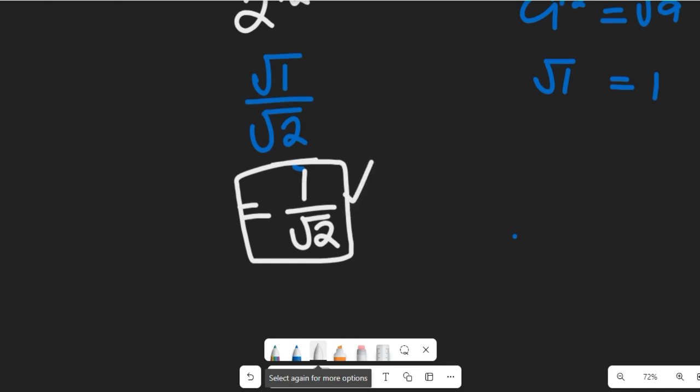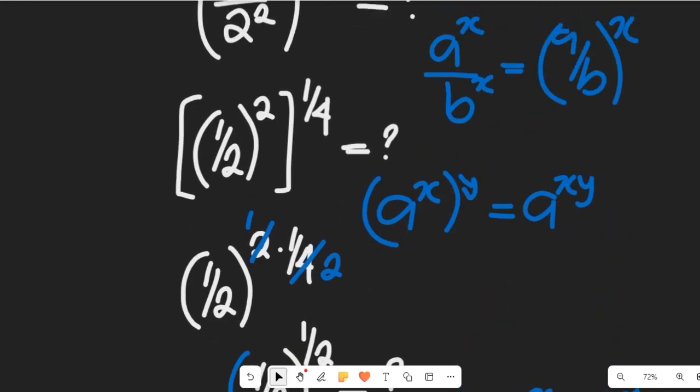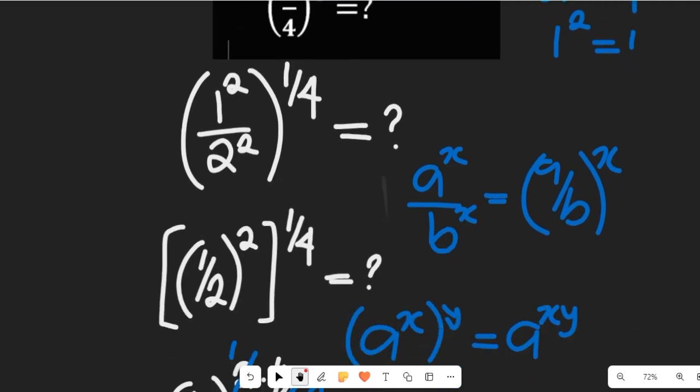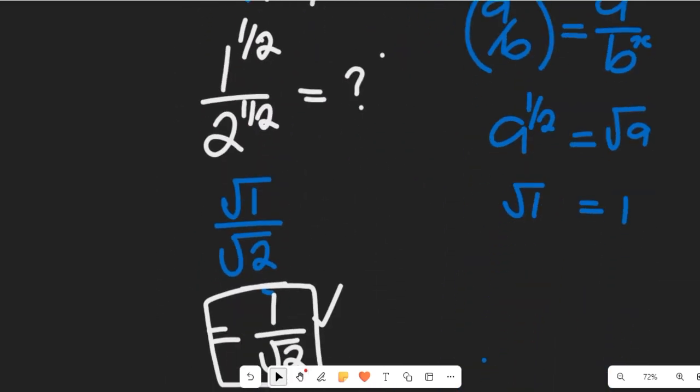Great. So you see, very easy. If you are asked to simplify such an expression completely, all you need to do is simply follow some rules of indices and boom, your answer will just drop out.